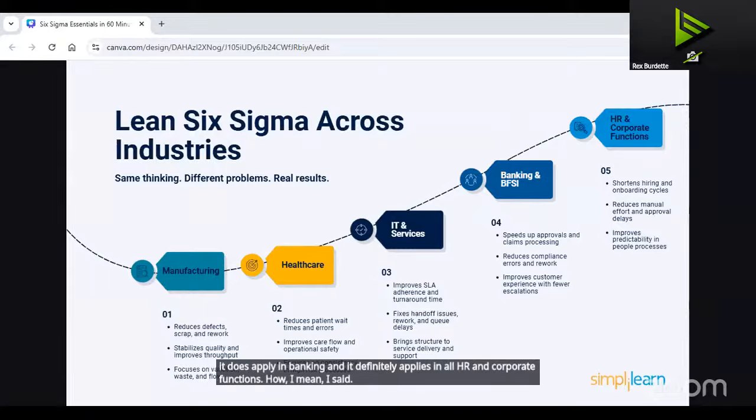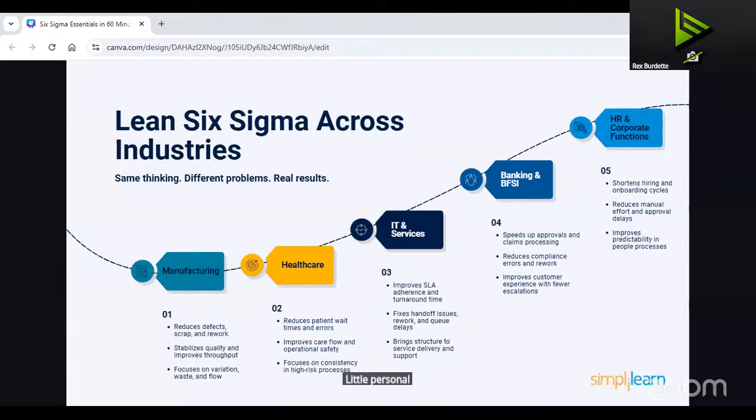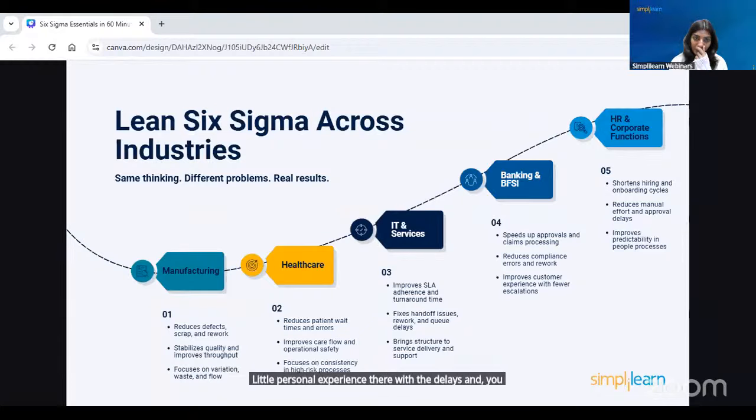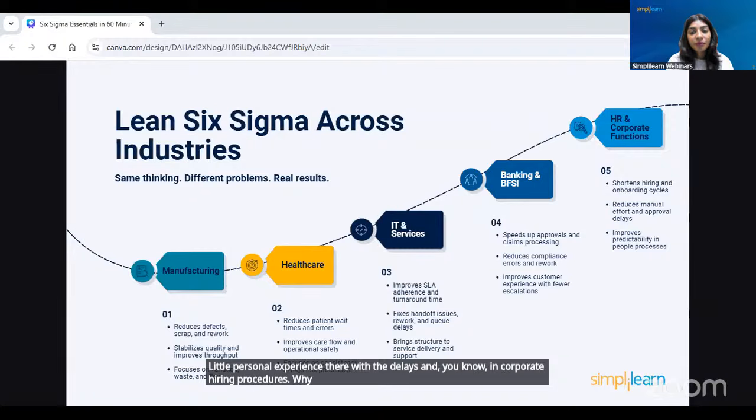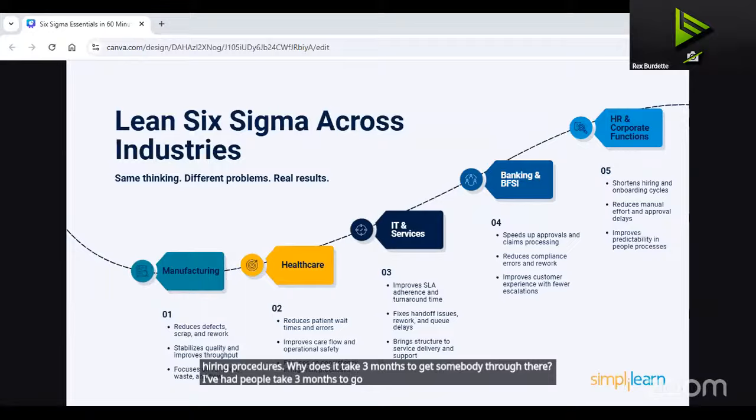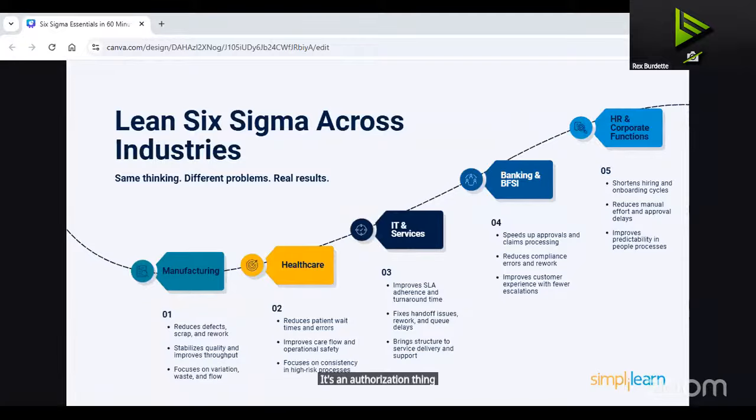I said a little personal experience there with the delays in corporate hiring procedures. Why does it take 3 months to get somebody through there? I've had people take 3 months to go from application to final offer. That's unnecessary, and usually it is the same type of thing. It's a handoff. It's an authorization thing. They want to get consensus from multiple people. So you take the same thing.